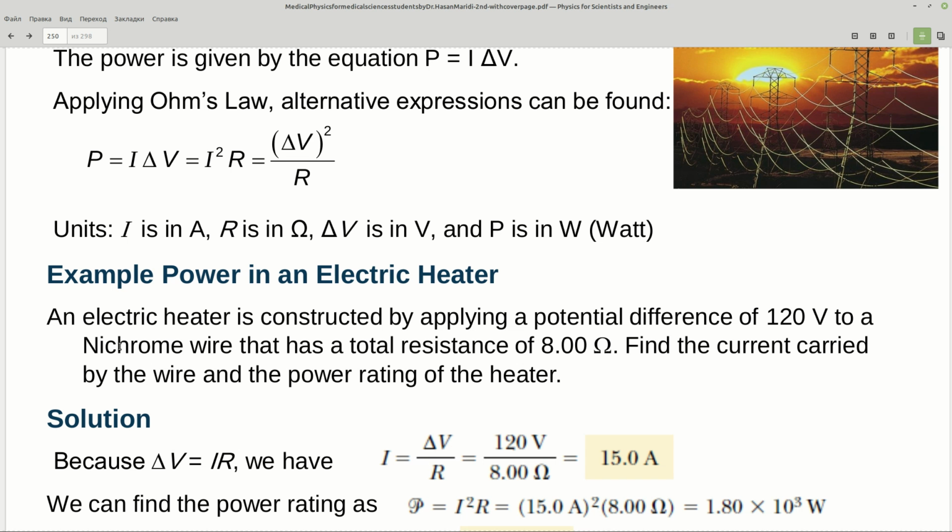So actually we can find the power rating here. What is the power of this special type of device, an electric heater? It will be the current squared times the resistance. We put the numerical values inside the formula, and you will receive that its power will be 1.80 multiplied by 10 to the power of 3, watt.